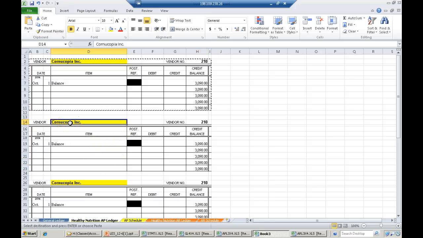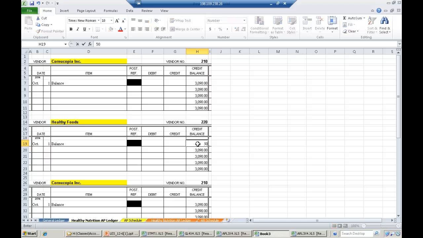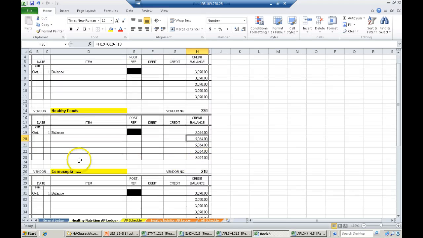So let's go ahead and put Healthy Foods. Just change the vendor number to 220. They're going to go in order. Our balance, it's always a credit balance, 5064. And it changes those automatically. Let's come down to here.